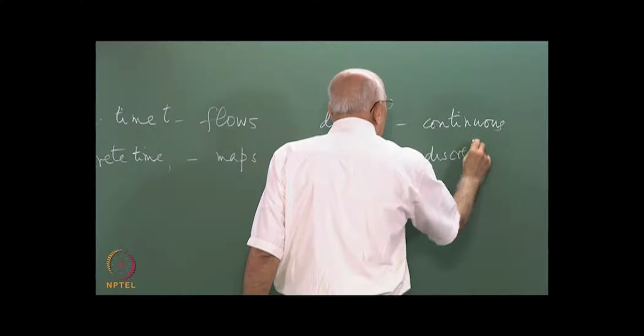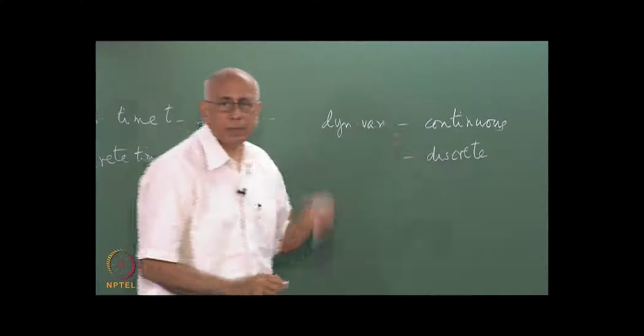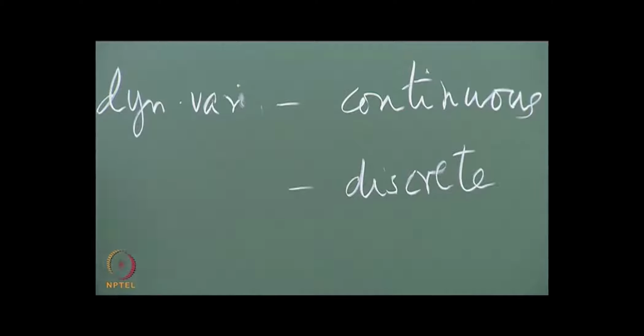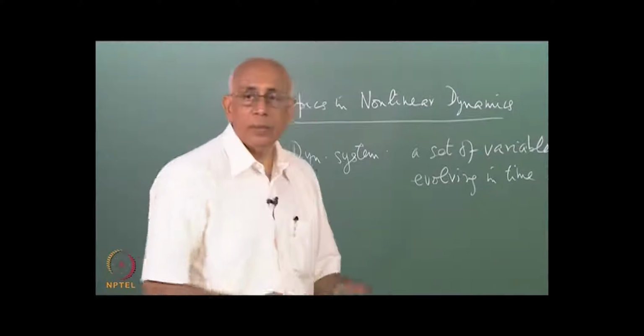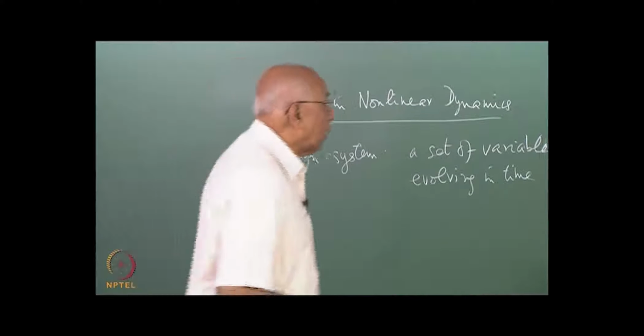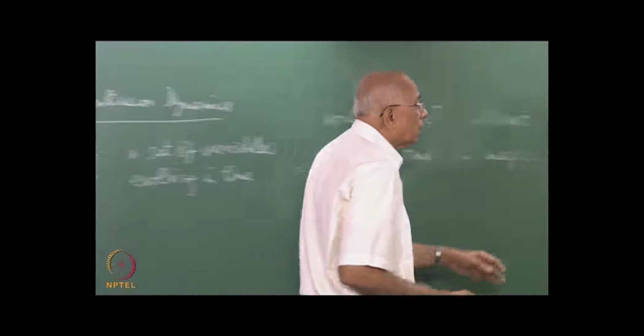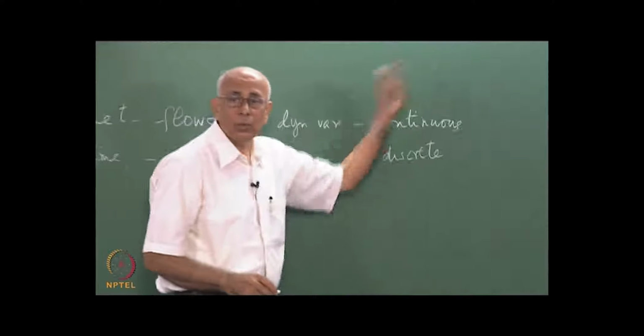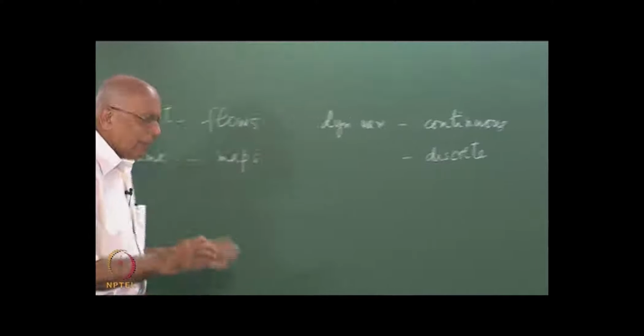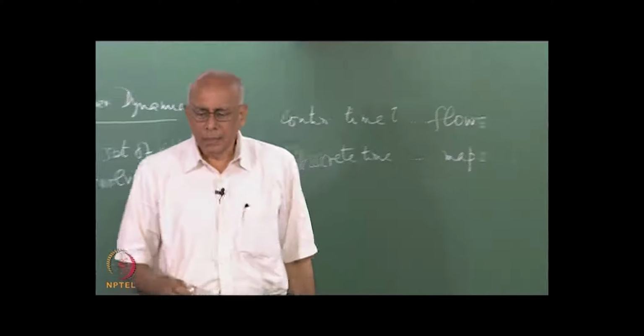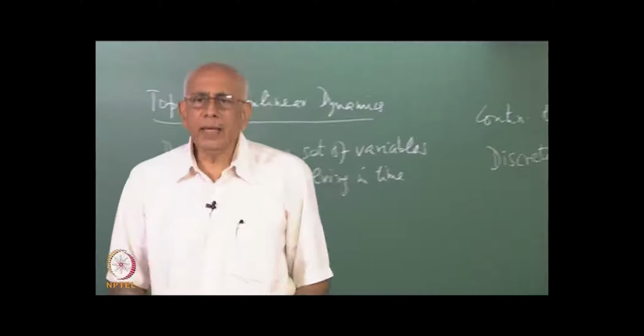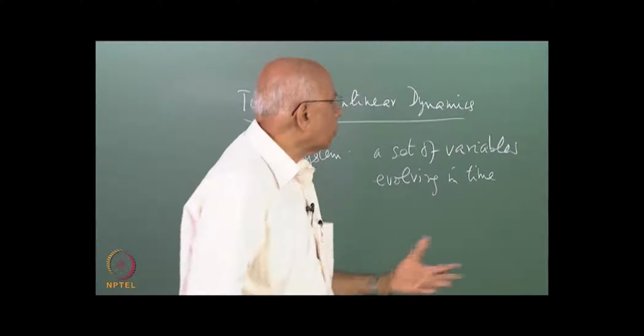The set of dynamical variables could be discrete, just a set of variables, finite number of variables, or maybe even an infinite number of variables, but countably infinite. On the other hand, you could have variables which are continuous, take on values in a continuum. So, the variety is enormous, and we need to be able to deal with each of these in its own way.